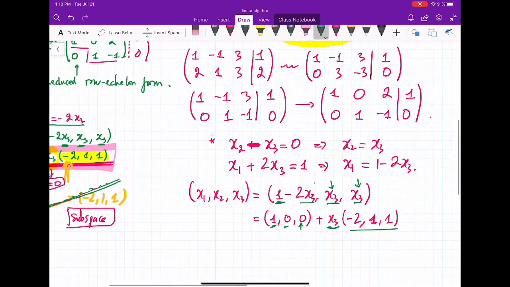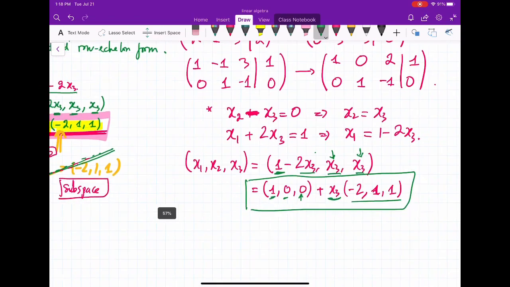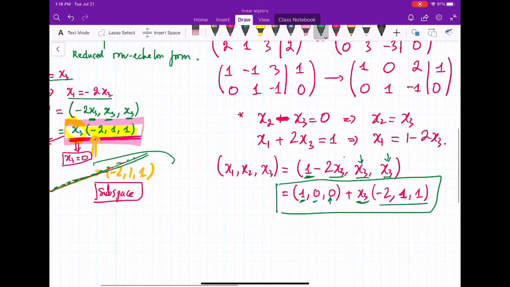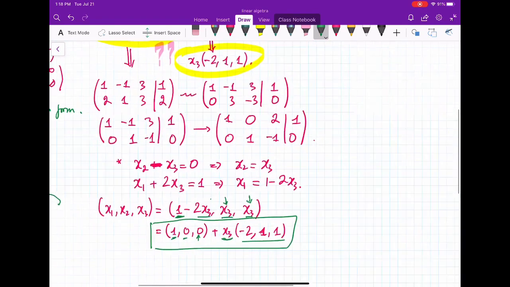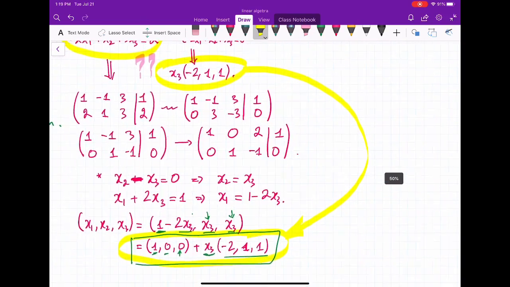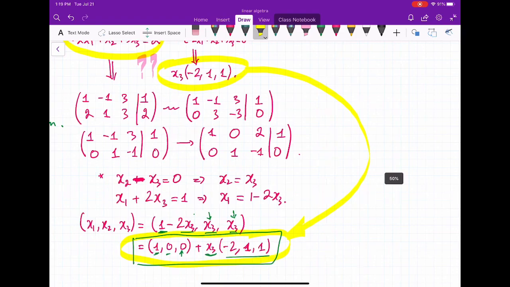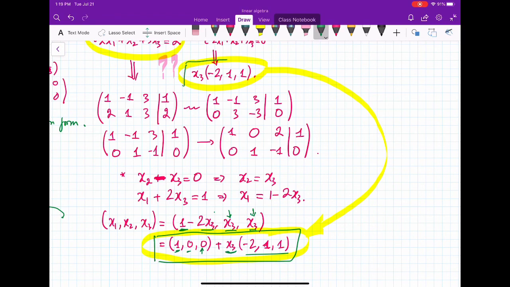Now look at this. Let's compare these two. This general solution and the general solution of the corresponding homogeneous system is right here. So you can see they have some relation. All right, so what is this? This component is the same in two formulas. What is (1, 0, 0) in this case?